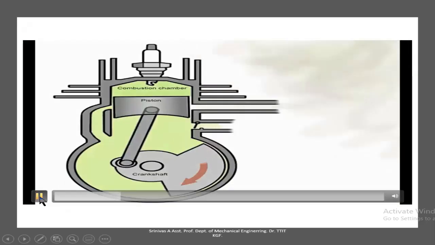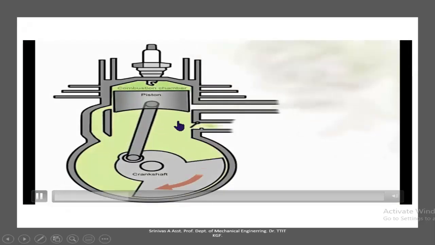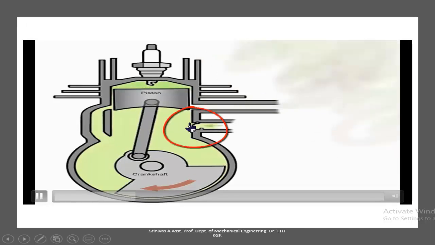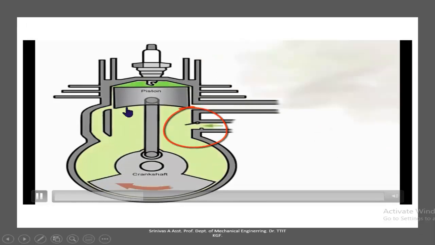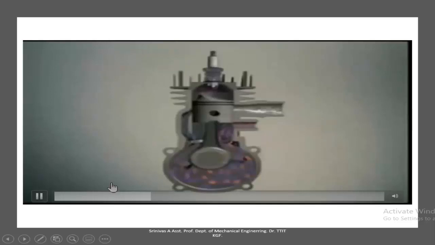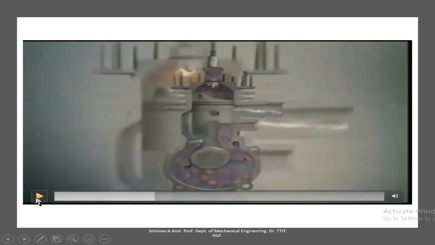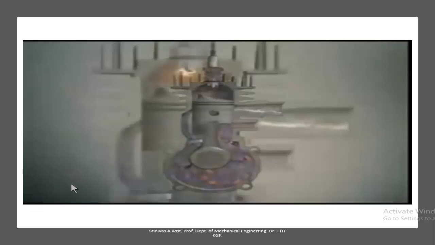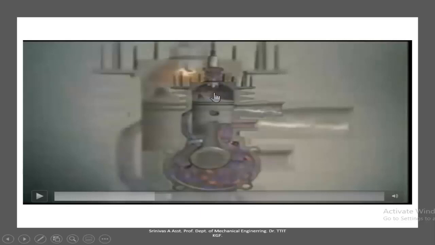You can clearly observe what happens here. Again, when the piston moves from BDC to TDC, the inlet port is opened and the exhaust port and transfer port are closed. In that movement of the first stroke from BDC to TDC, two operations take place: one is compression and the other is intake, the suction operation. So suction as well as compression take place.